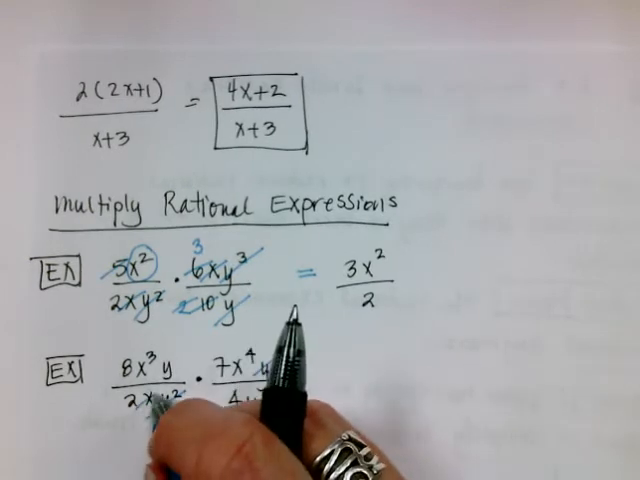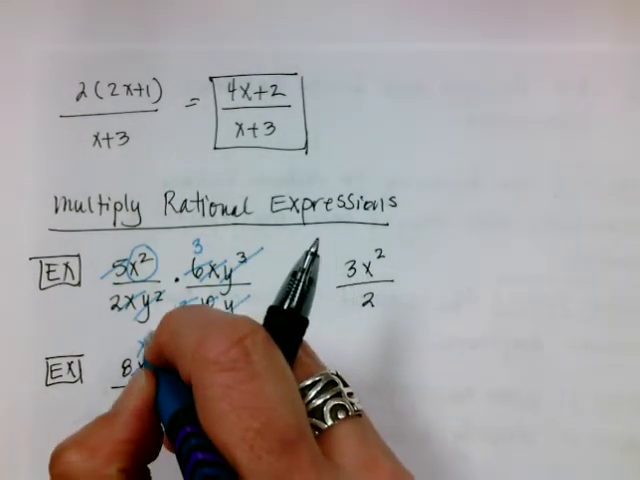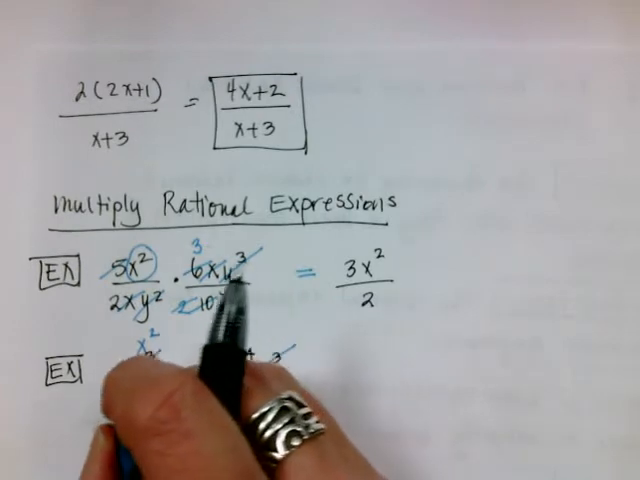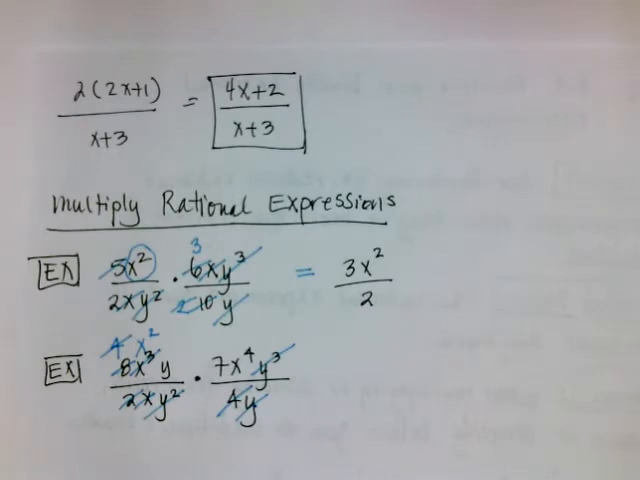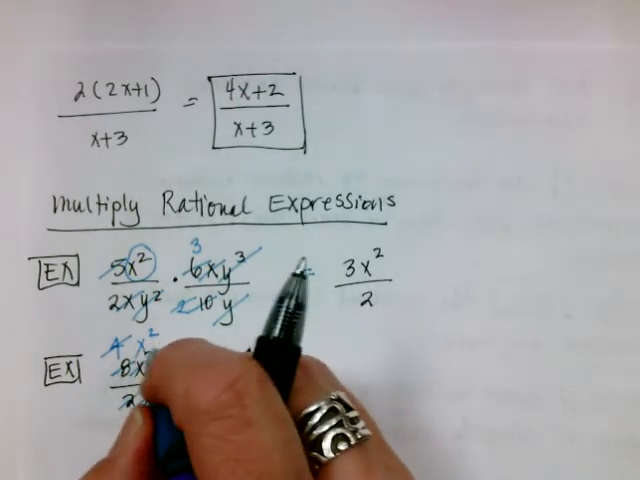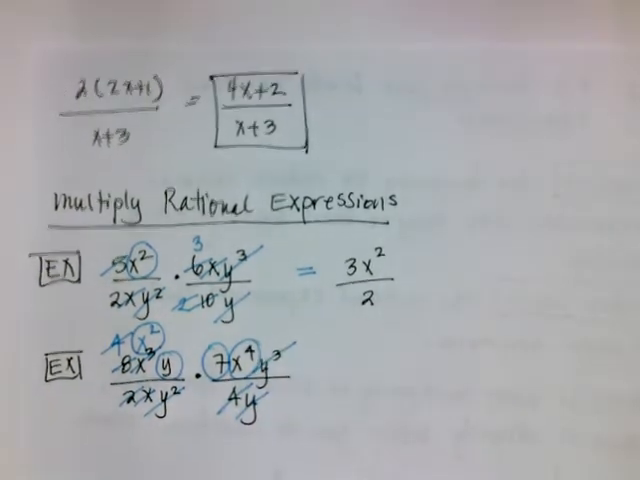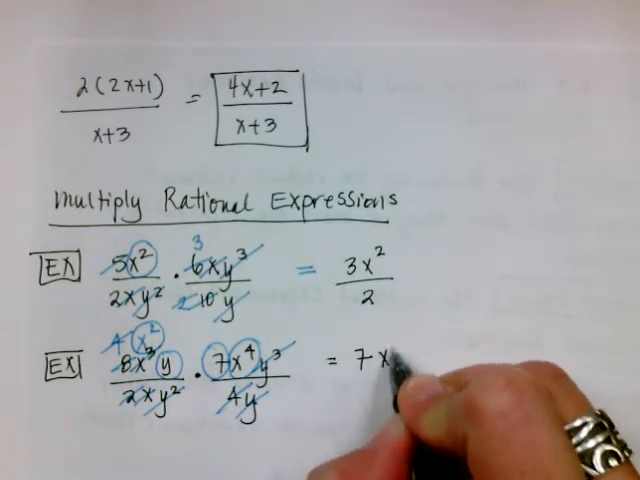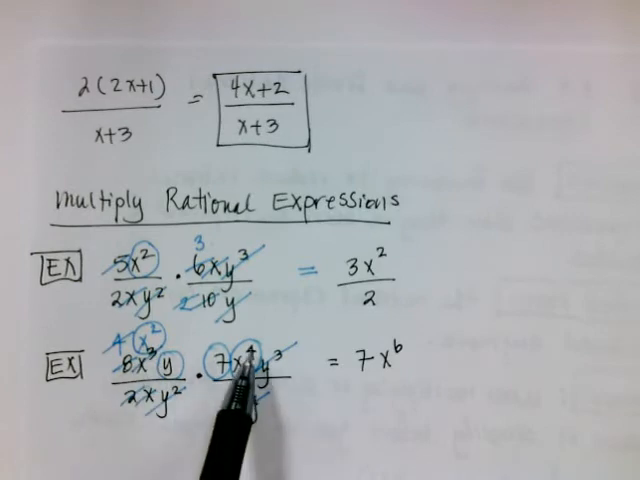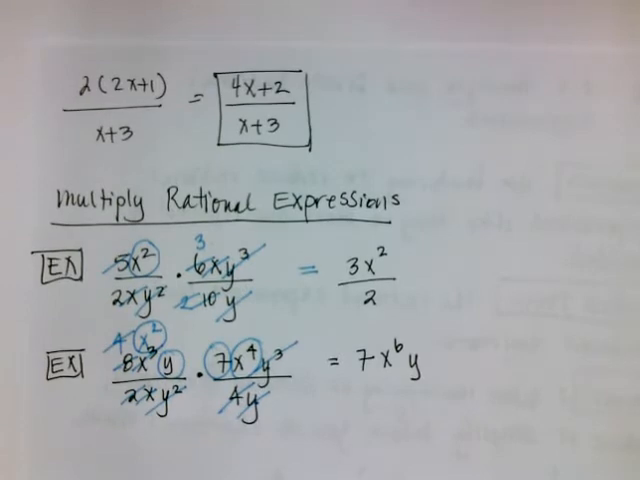I have 1x on the bottom, and if I put it into this one, 3 minus 1 is going to give me x squared. 2 goes into 8 4 times. 4 goes into 4 1 time. So on the top, I have left an x squared, a y, a 7, and an x to the 4th. So if I simplify that, I'm going to have 7x to the 6, because remember, if the bases are the same, I add, and on top y, and I have nothing in the denominator. So then that one would be my final answer.